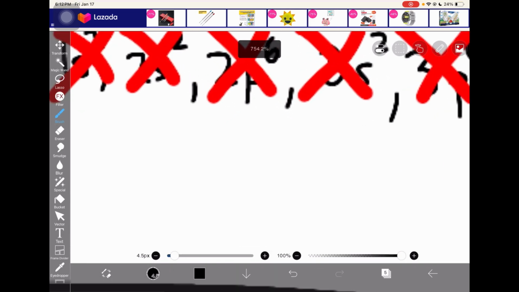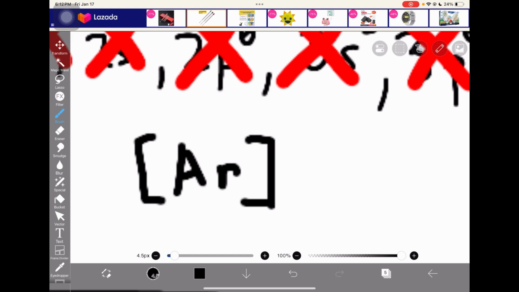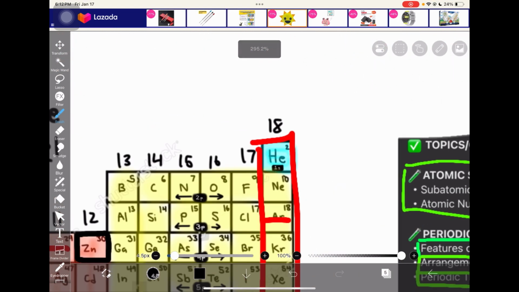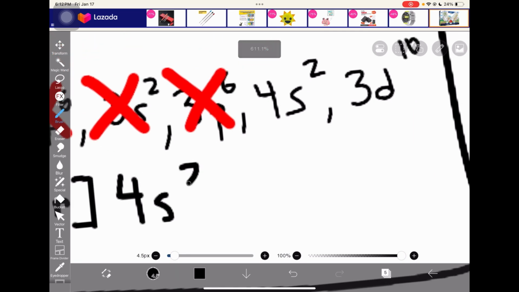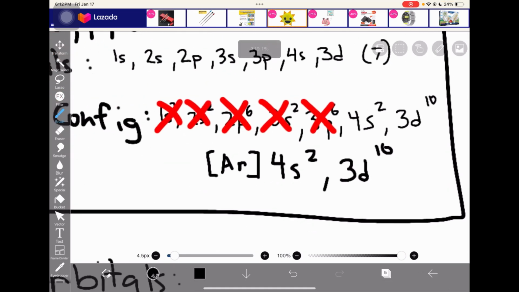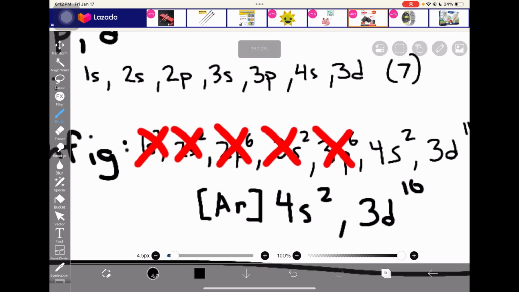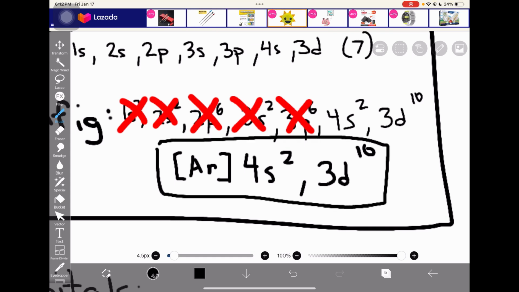You can just use square brackets and make sure to put the correct element. In this case, we used argon. Then copy the rest. Either of these configurations will be accepted, but if the test says to simplify using noble gases, this is the correct answer.